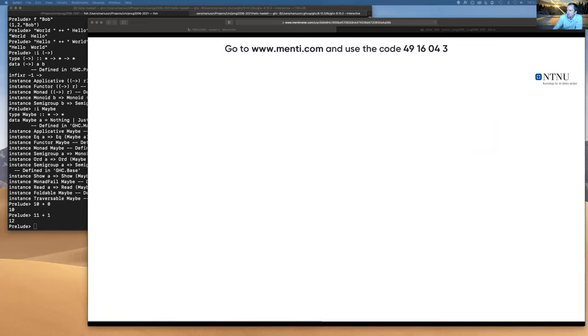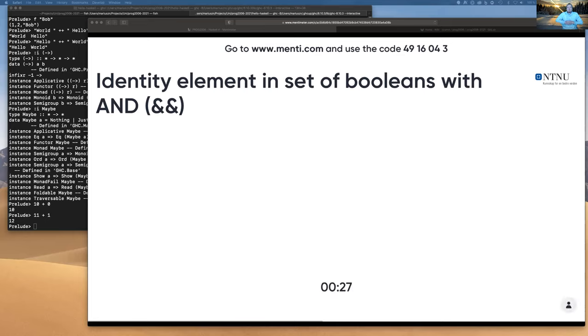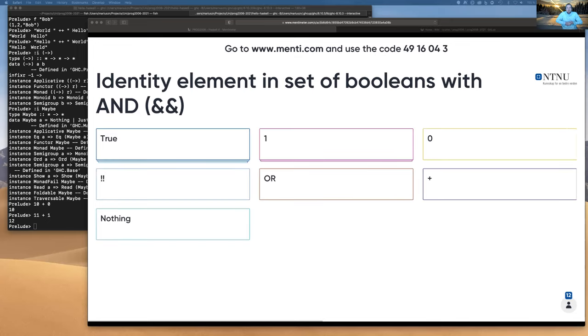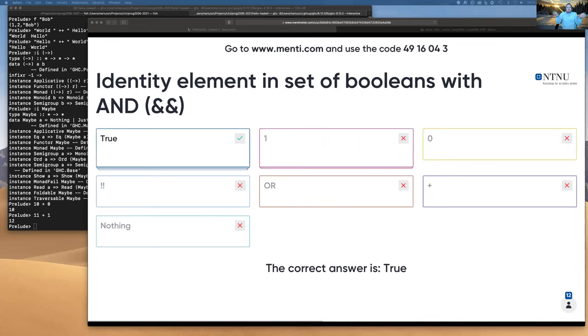So let's try a really hard one. This one is not hard if you're very familiar with Boolean functions, but if you haven't heavily worked with them, you have to think about it, and you have 30 seconds. What's the identity element for the set of Boolean values with the AND operation? If you think about it, it's easy. It's a 50-50 chance. What is the set of all Boolean values? What is that set composed of? Well, it's composed of true and false.